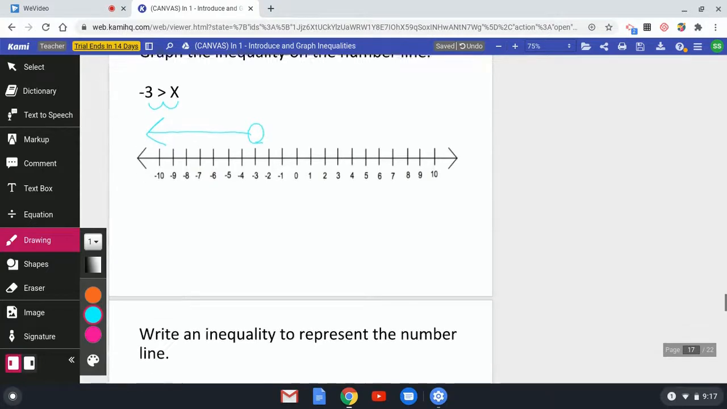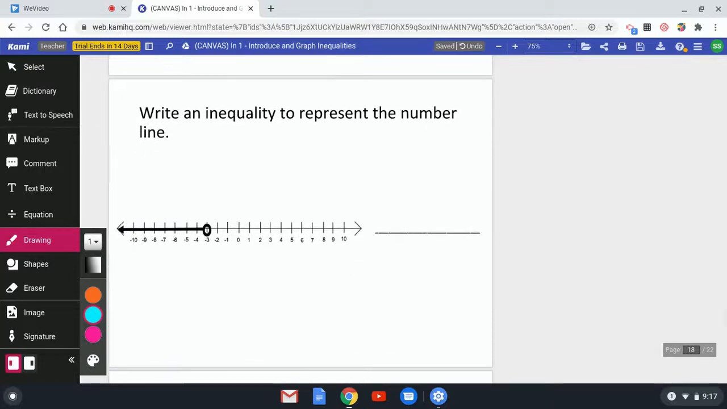Oh yeah. Write an inequality to represent the number line. Okay, so let's pick a variable first. We've used x this whole time, so let's use x. Start by writing your variable, and then we're going to write our number. What number are we on the number line? We're on number -3. And our arrow is going to the left, so we're going to have a less than symbol. Is our circle open or closed? It's open, so I don't put that equal to part. So we just have x is less than -3.